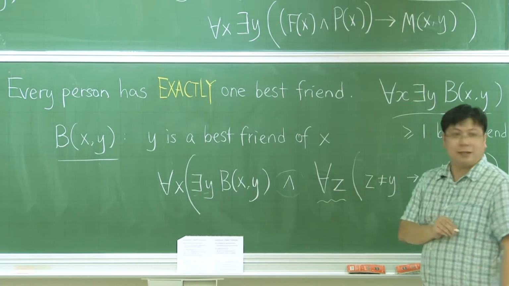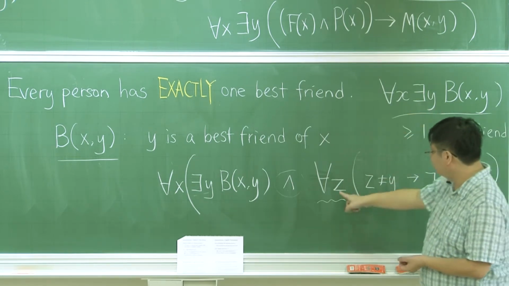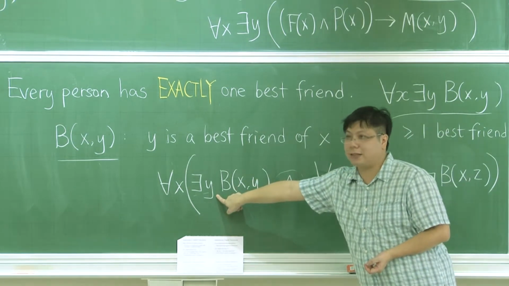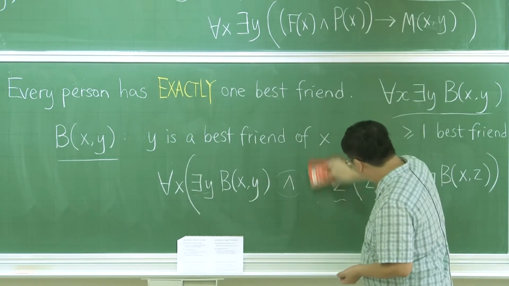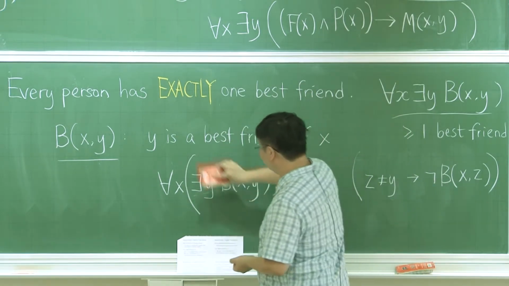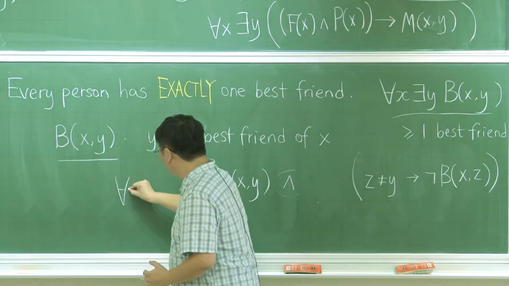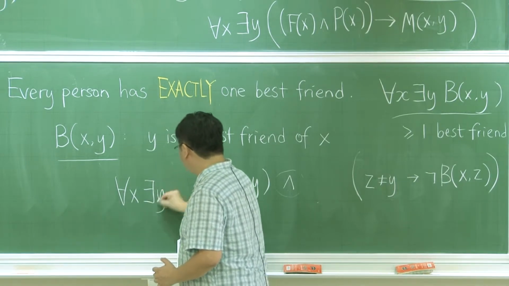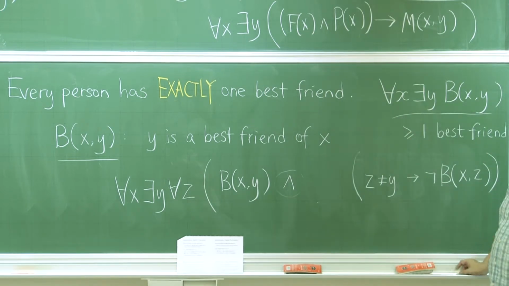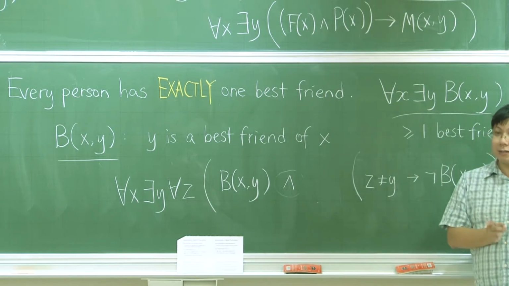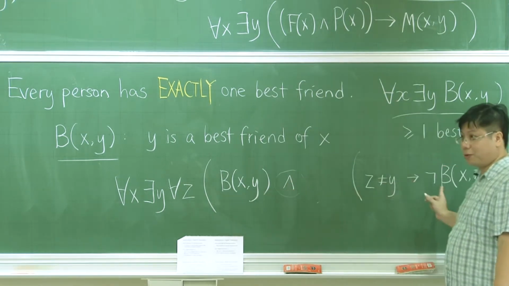And what's more, this for all z, you can move it to the left. You can even move this to the left here, as long as it is picked after you select the y. So the whole thing, you can move it further to be here. For every x, there exists y, for all z. So it reads like this. For every person x, there exists some other person y, such that for all other persons z, we will have this condition to be true.